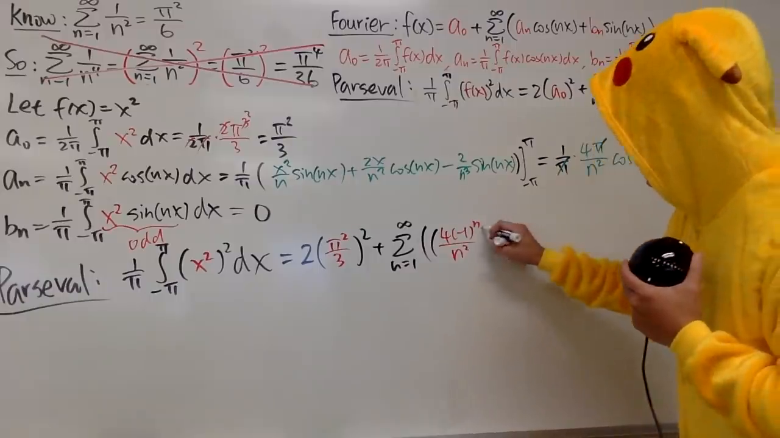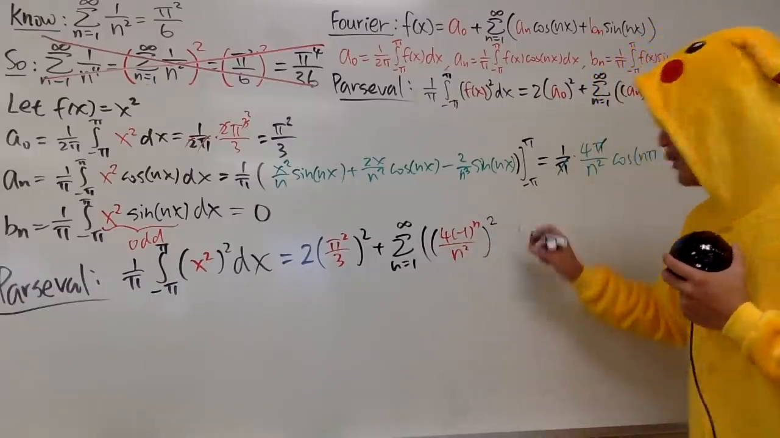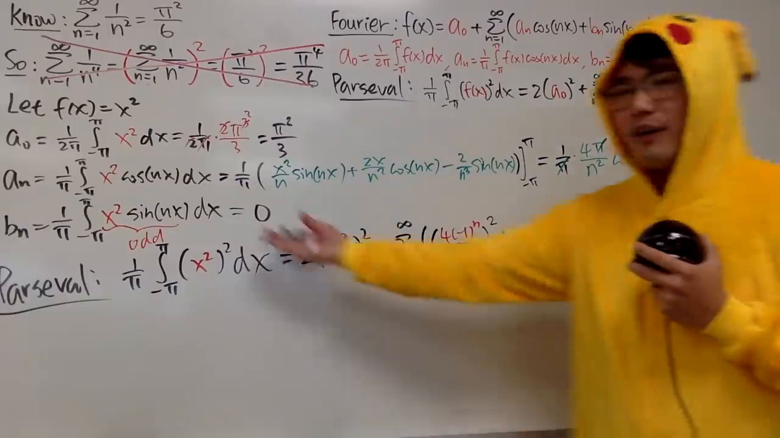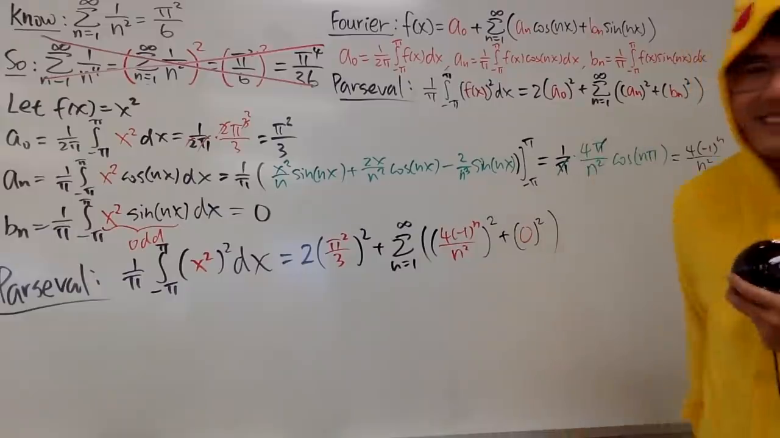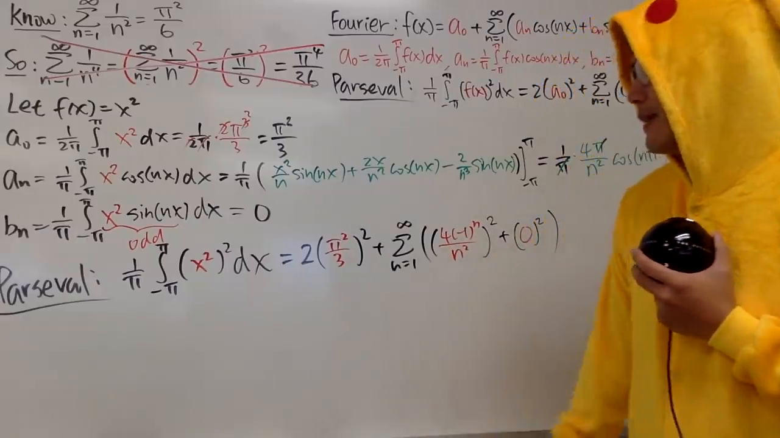You see, this guy squared. And then we are going to add bn squared. Of course, that's just 0 squared. So that's very nice. So we have 0 squared like this. Okay, so now we just have to clear things up.